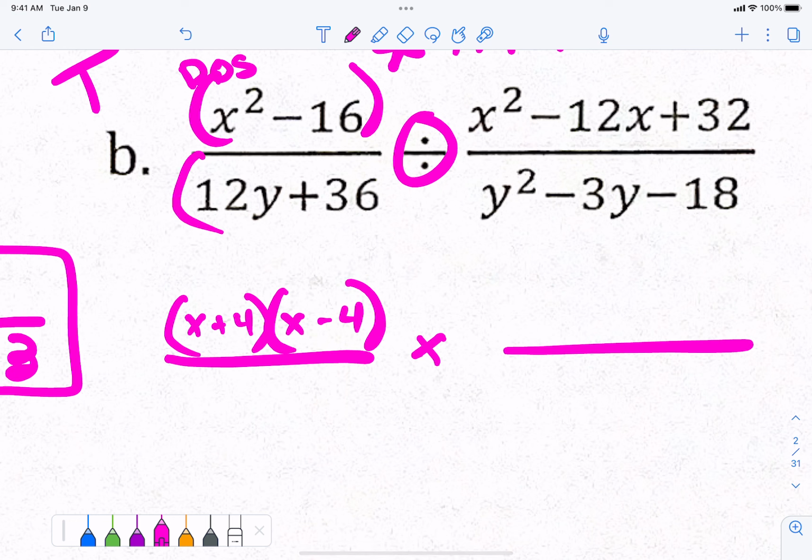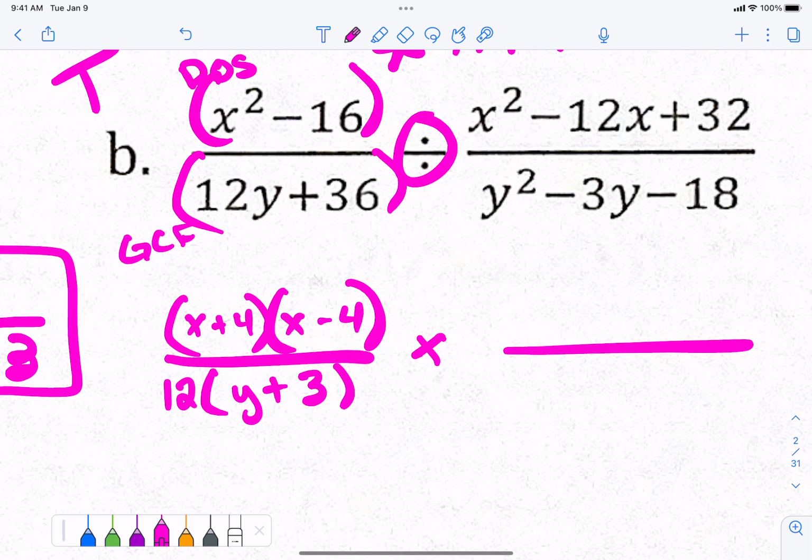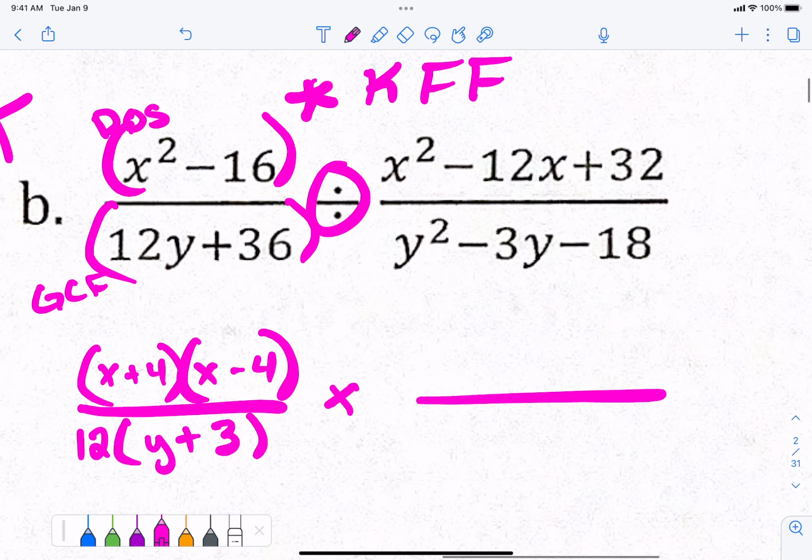What about this bottom one? That's divide by 12. That's a greatest common factor. You can divide by 12, but we don't want to throw it in the trash. We want to multiply or take the 12 out front, right? So if you pull a 12 out front, what's left over? Y plus 3. Anybody have any questions about that? That's a GCF. Okay? All right, now we have to flip this.